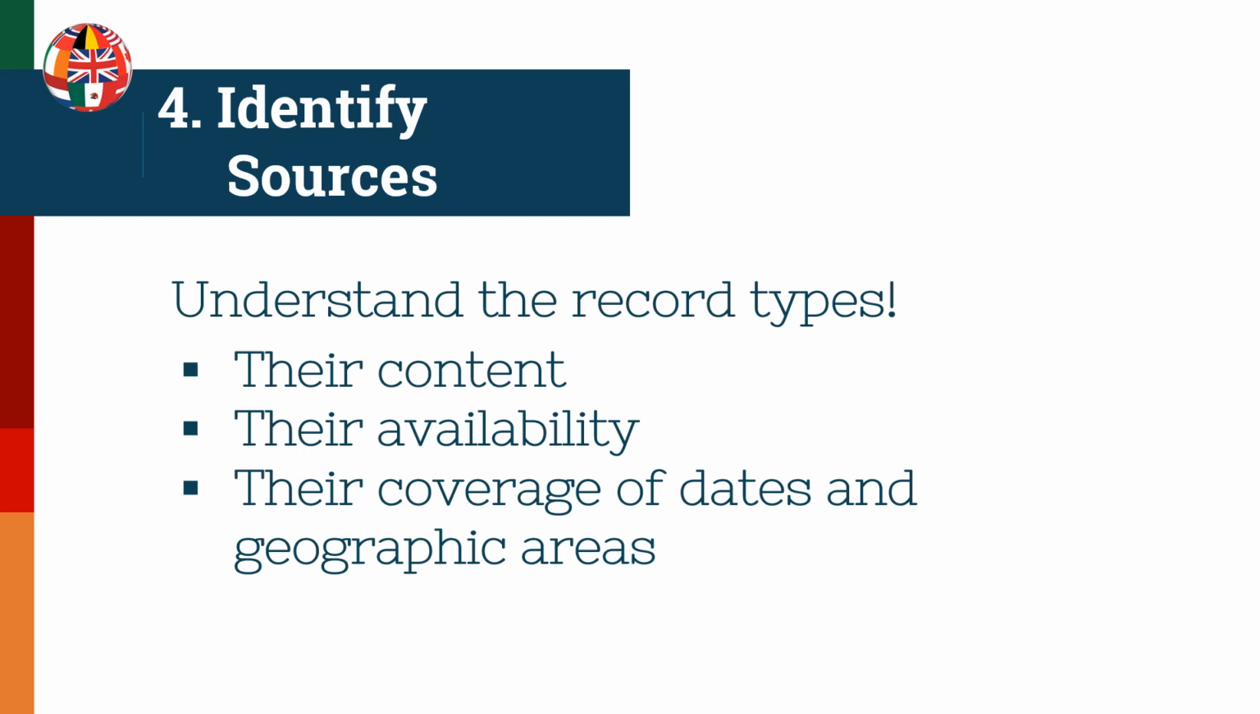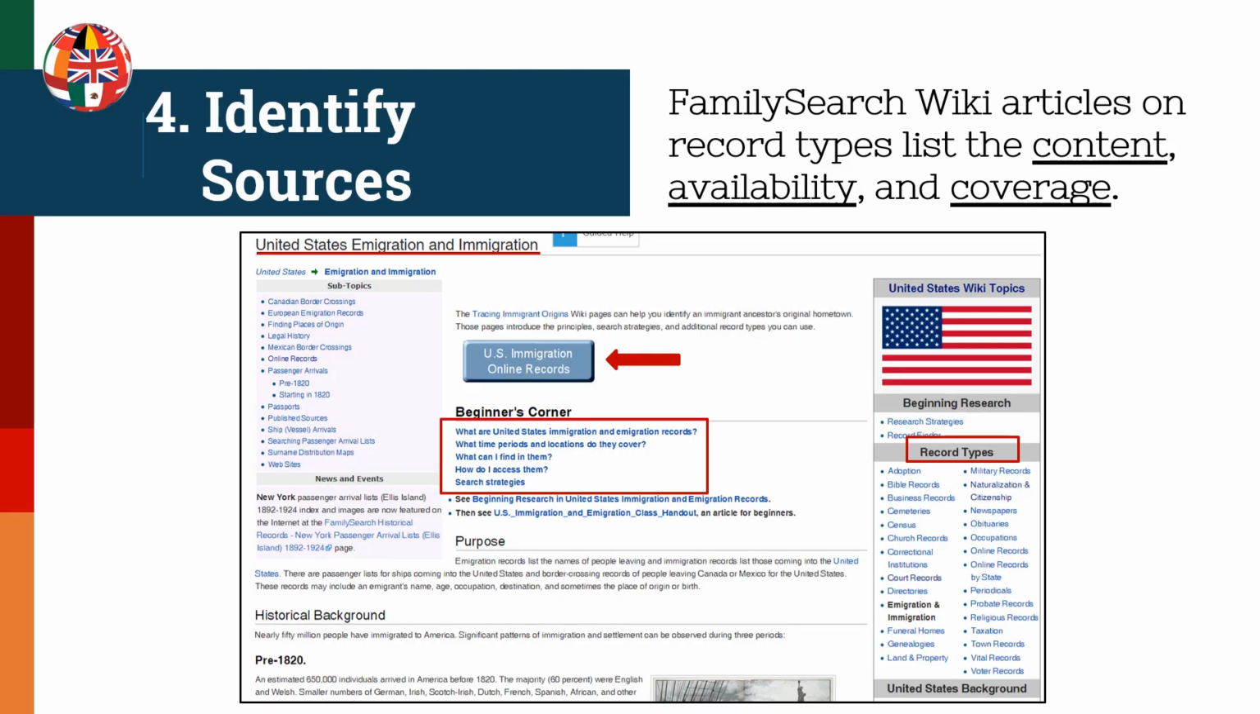The 3 key aspects to consider when looking at the various record types include what is their content, what is their availability, and what is their coverage of dates and geographic areas. There are many resources available in books and online to help you learn about the various record types. For me, one of the most useful resources are the FamilySearch Wiki articles on the various record types because they list their content, their availability, and their coverage. I find it especially helpful to use their many links to the online resources.